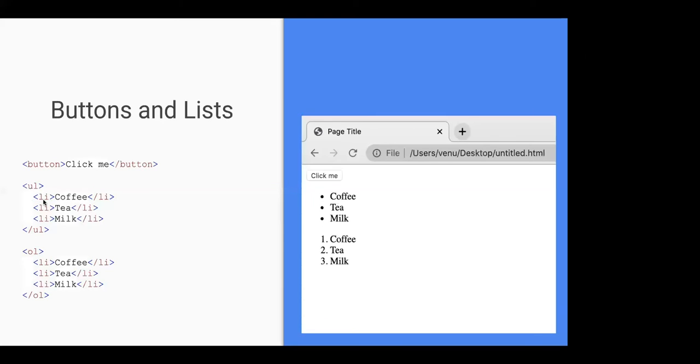So the li is for list. It says this is a part of a list. This is one list. The word coffee is one list. We're trying to say the word tea and the milk are two separate lists. So we are trying to differentiate between two lists by opening a list tag, writing your list, and then closing it down. And we are not using anything else.